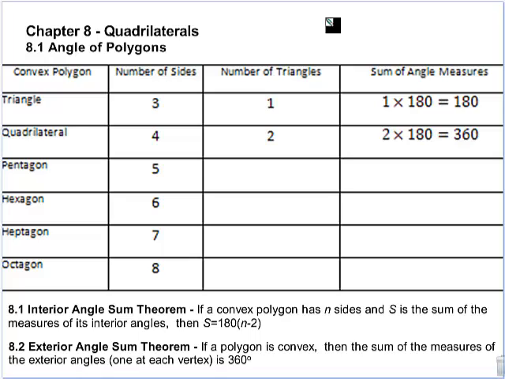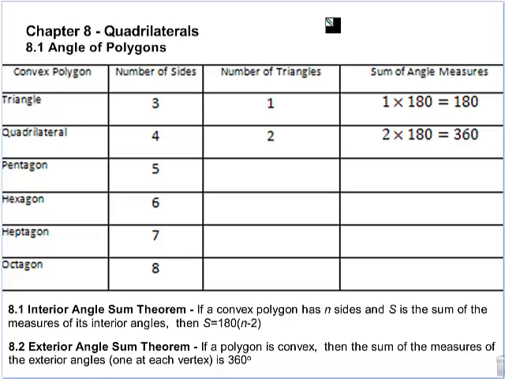Quadrilaterals is this chapter. We're going to start with just talking about angles of polygons. So what we have up here is a chart. Triangle, quadrilateral, pentagon, hexagon, heptagon, octagon. We should already know those words. We've talked about those this year. So if I say a hexagon, you should know how many sides it has. 6. How about an octagon? How about a decagon? 10. Okay, good.